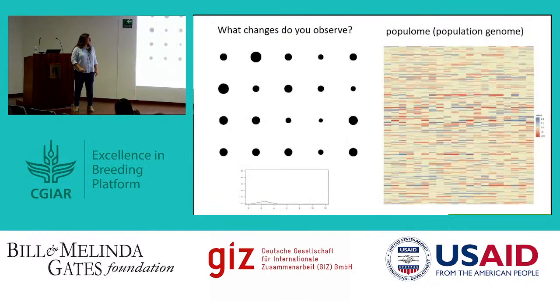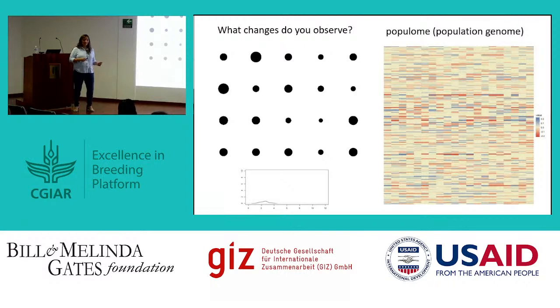So let's see what kind of changes we observe here. Like I said, here's our breeding population. Down here, we're going to track the population mean in response to selection. So this is the current distribution of these phenotypes. And I'm going to keep a line here so we remember where we started. And we'll also track the mean of each generation. And then over here we have the population genome, where the individuals are in the columns and the genotypes are in the rows.